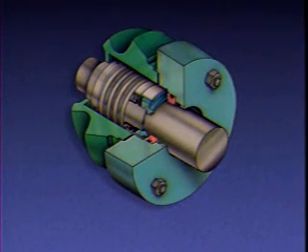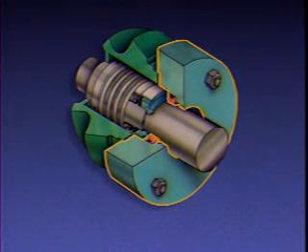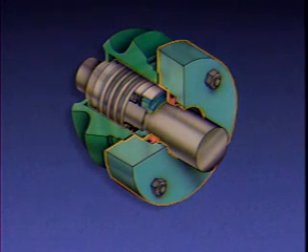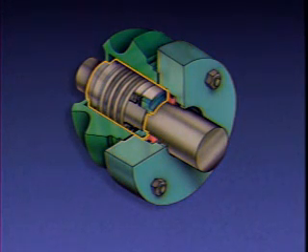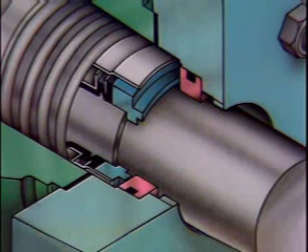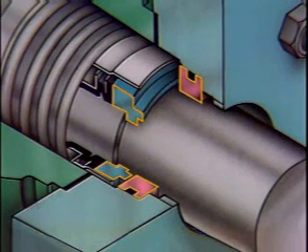On this cutaway of a typical mechanical seal, we can see the two basic parts: a stationary element that's attached to the pump casing and a rotating element that's attached to the pump shaft. Each element has its own seal ring. The two rings are positioned close together to form a seal that has virtually no leak-off.